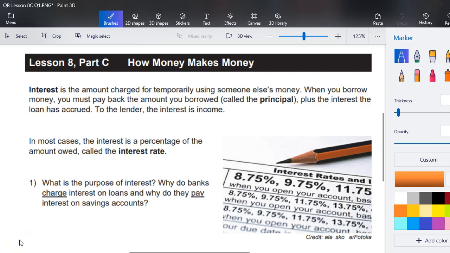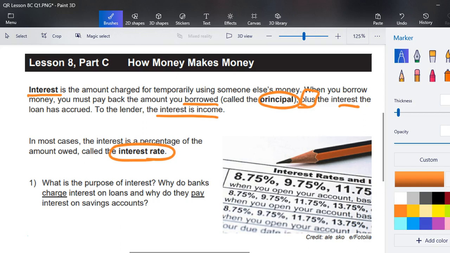So here we are at lesson 8C, titled How Money Makes Money. Interest is the amount charged for temporarily using someone else's money. When you borrow money, you must pay back the amount you borrowed, which is called the principal, plus the interest that the loan has accrued. To the lender, the interest is income. In most cases, the interest is a percentage of the amount owed, which is called the interest rate.